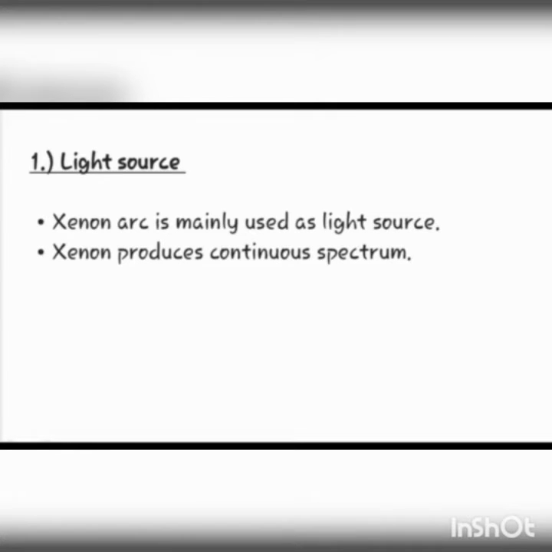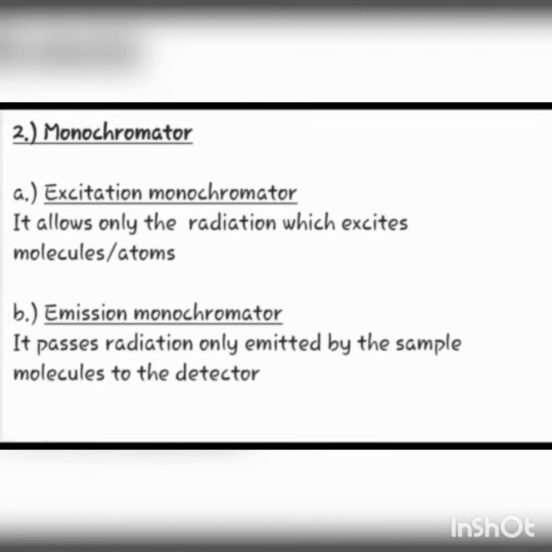First of all, let us see the light source. A xenon arc is mainly used as the light source. It is used to produce a continuous spectrum. The light radiation is produced in the range of 300 to 800 nanometers. Let us see the details about the monochromator. A monochromator converts polychromatic light to monochromatic light. Only the specific wavelength of light passes to the sample holder.